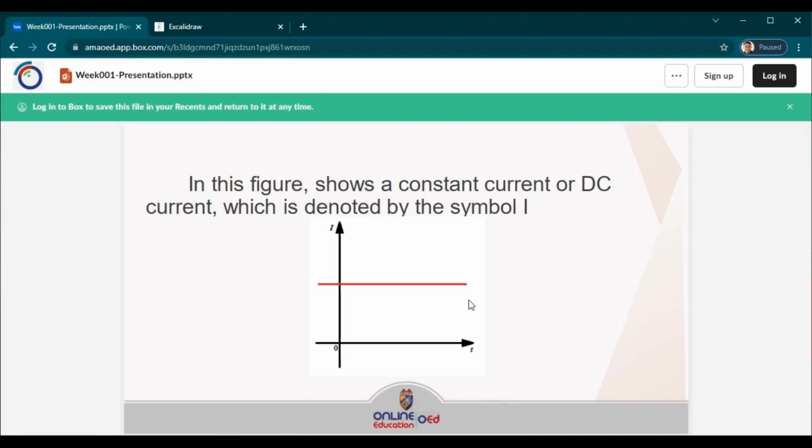Okay, so for now, almost, if not all, most of our gadgets are mobile, meaning all of them will have batteries. So batteries are DC sources. So the current that they produce is a DC current. It is always a straight line.